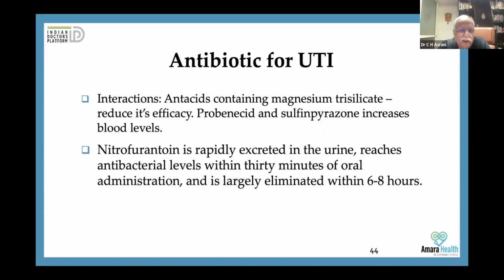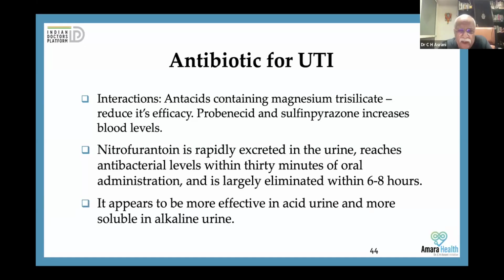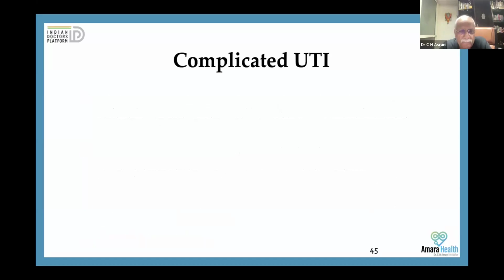It is rapidly excreted in urine, reaches antibacterial levels within 30 minutes of oral dose. So the effect starts fast and is largely eliminated within 6 to 8 hours. It appears to be more effective in acid urine and more soluble in alkaline urine. But for having its efficacy, it needs acidic urine. So vitamin C, 2 tablets. Avoid urine alkalizers when you are giving nitrofurantoin.